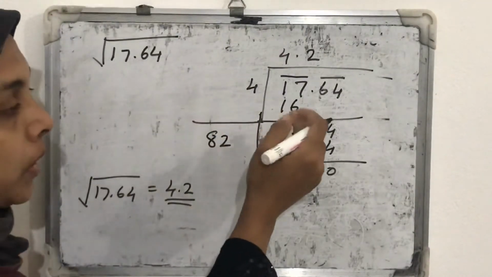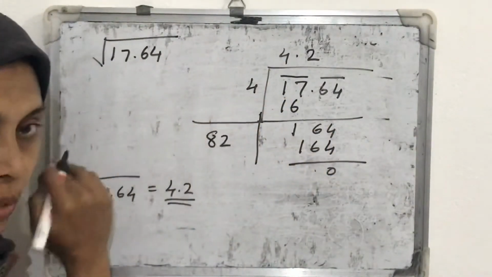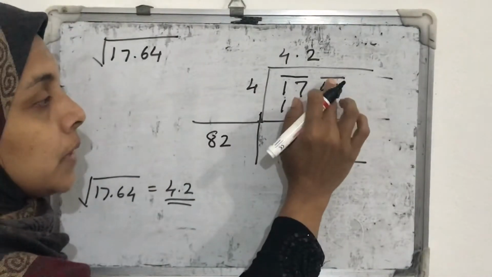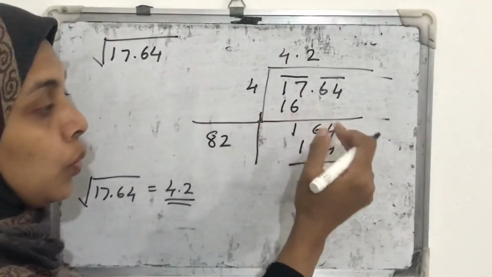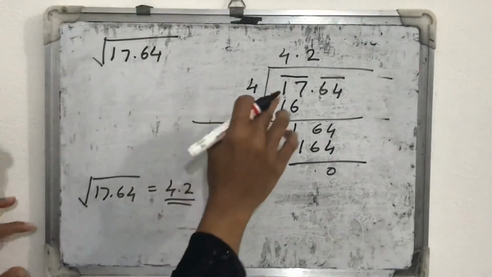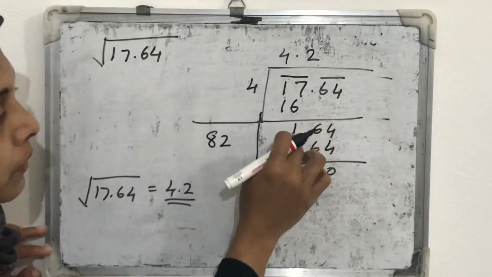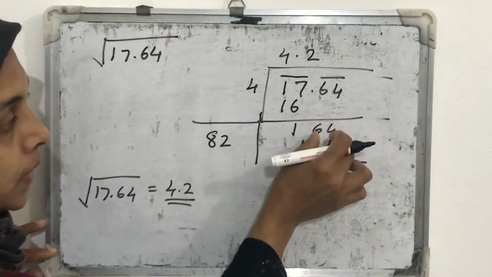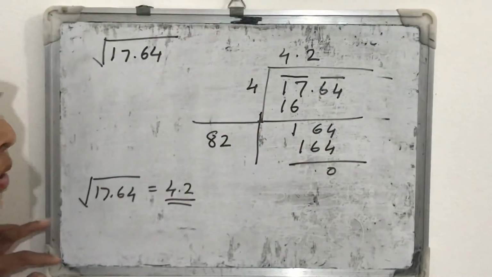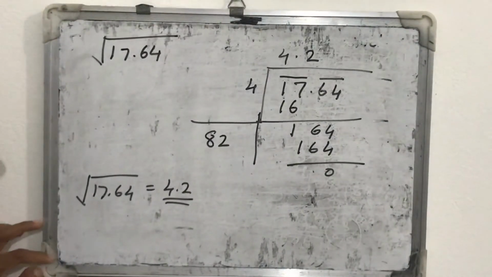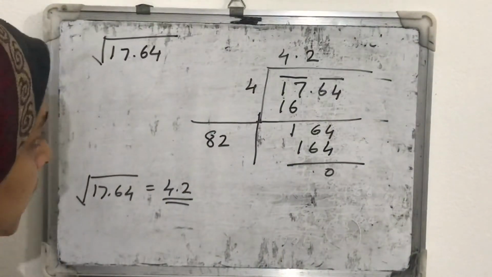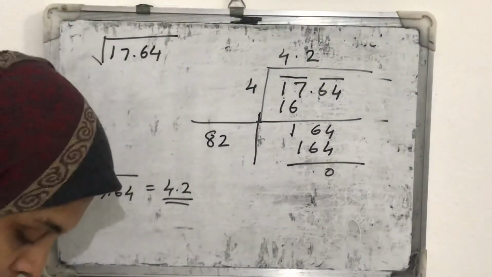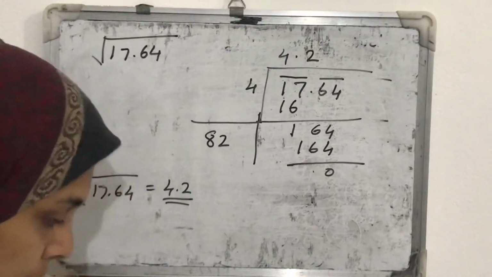All the other steps use the same method, but when we place the bars we need to take care. For the integral part we go from right to left, and for the decimal part we place the bars from left to right. That is all we need to remember. After finding the integral part, we get a remainder, and before bringing down the next pair of digits, we place the decimal point in the quotient. That is the only difference. So the square root of 17.64 is 4.2.